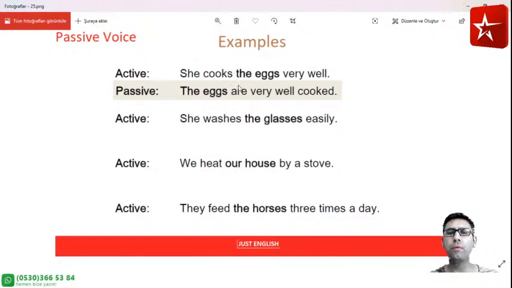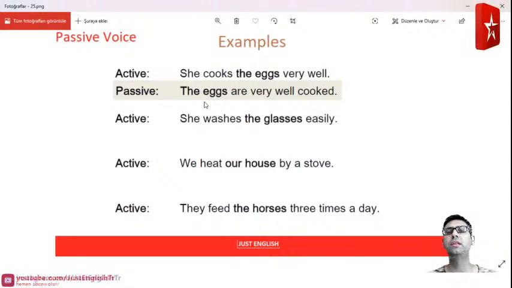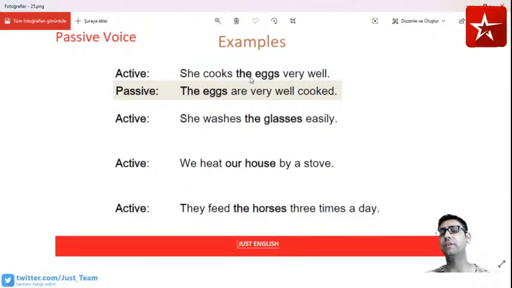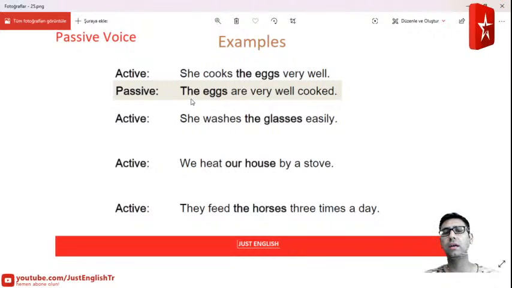So, the object of this sentence becomes the subject of the passive sentence. Repeating again, the object of an active voice sentence becomes the subject of the passive voice sentence.